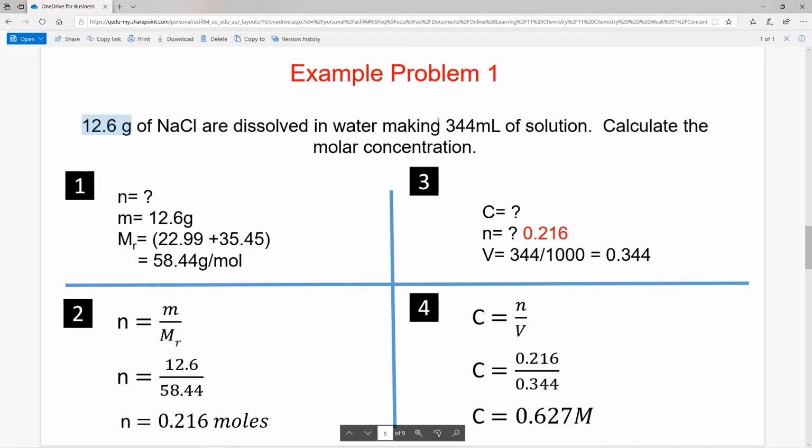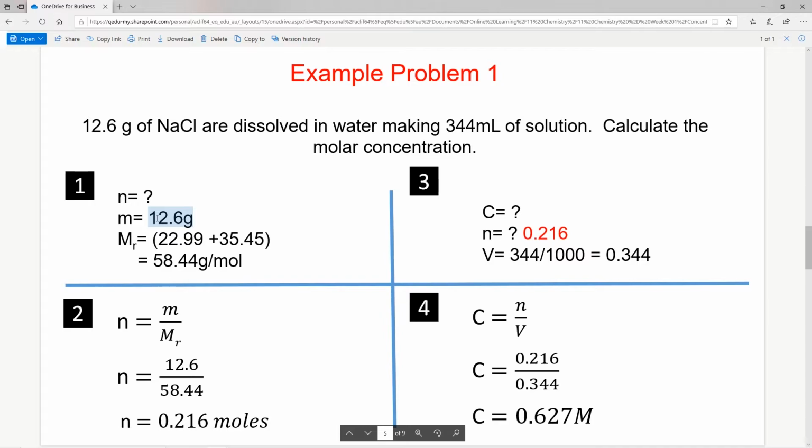We've got 12.6 grams and it is in 344 mils of solution. So we know the volume, which I've put down here, and that is in milliliters. So then we need to make it into liters. So this right here, 0.344, is how many liters of solution we have. So we worked that out. That's fine. We know the mass. So I've put the mass down here.